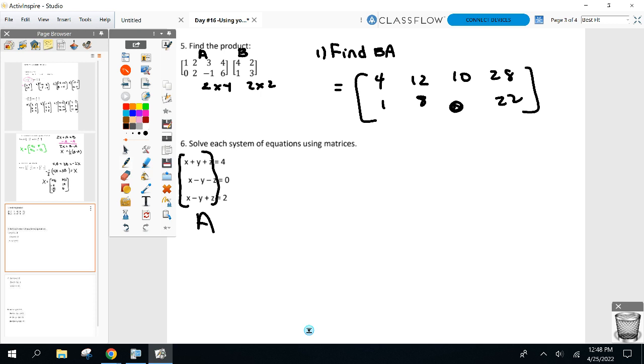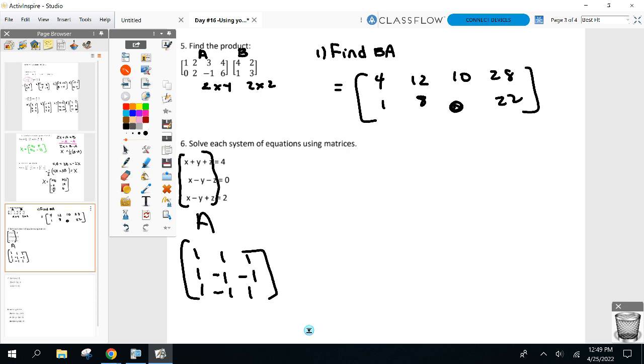So let's just create that together here. What's the first row going to look like? All ones. No vertical bar. We're just putting all the numbers with the variables. Row 2: 1, -1, -1. Row 3: 1, -1, +1. There's matrix A.